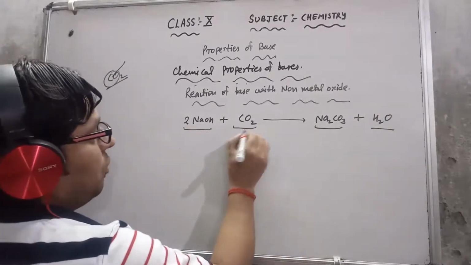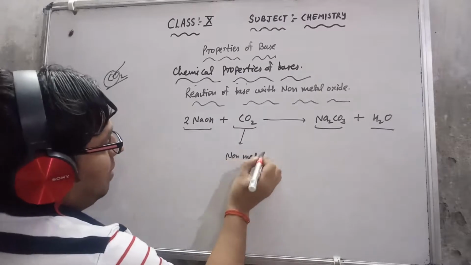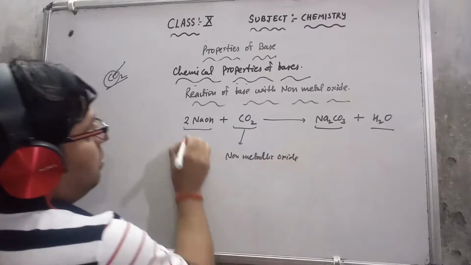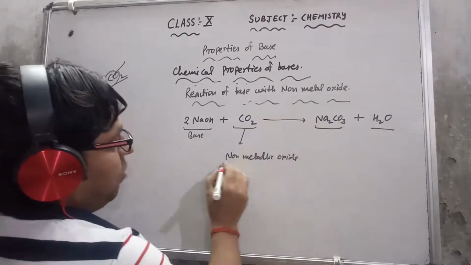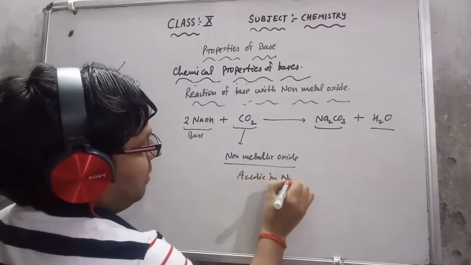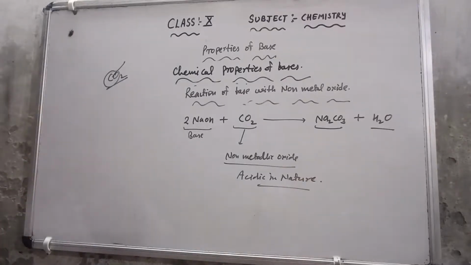So the non-metallic oxide reacts with the base to give salt and water. Non-metallic oxides are acidic in nature. Very simple. Before that I told you that metallic oxides are basic in nature. Here I am telling you that non-metallic oxides are acidic in nature.